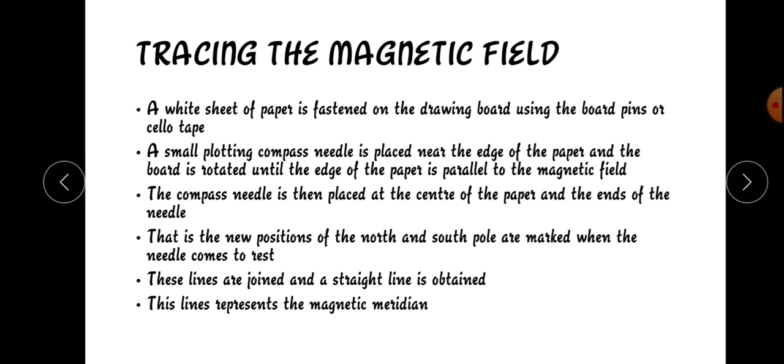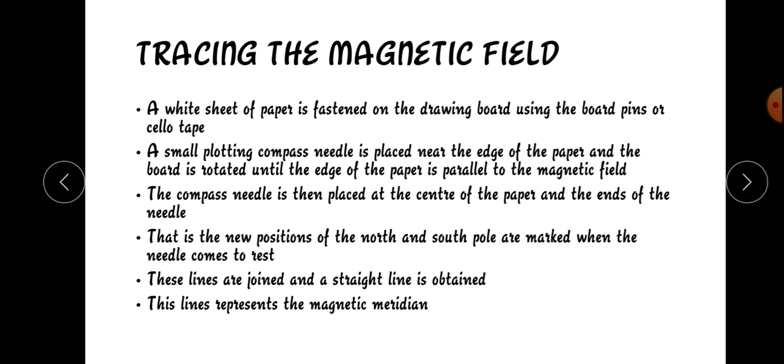We can trace the magnetic field with the help of a compass needle. Now a white sheet of paper is fastened on the drawing board using board pins or sellotape. Now a small plotting compass needle is placed near the edge of the paper, and the board is rotated until the edge of the paper is parallel to the magnetic field.